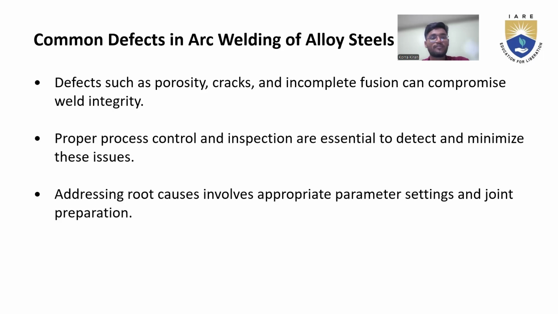And common defects in arc welding of alloy steels. What are the defects we can see here? Mainly cracks are definitely one of the defects, and compromised weld integrity is also one type. At the same time, proper process control and inspection are essential to detect and minimize these issues. Through this, we need to control these defects.